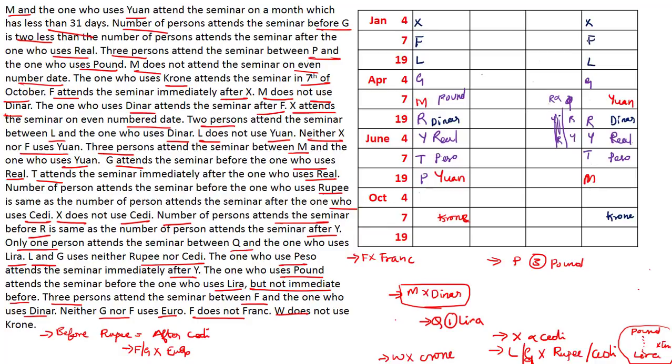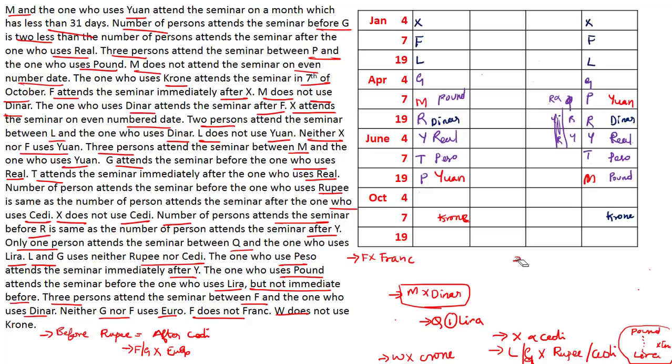Again, we cannot place P anywhere except these 3 places. If P is here, 1, 2, 3, pound cannot be here. There is only one possibility, that P can be here, 1, 2, 3. So pound has to be at this particular place. I hope you got it.